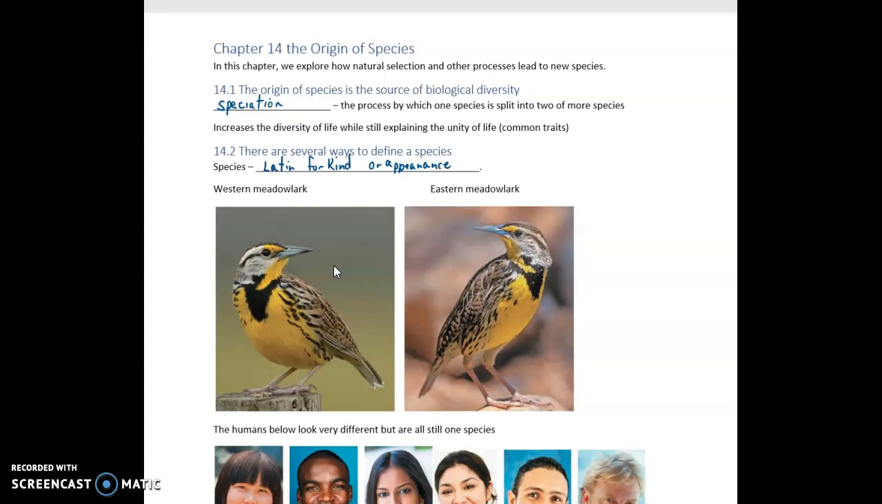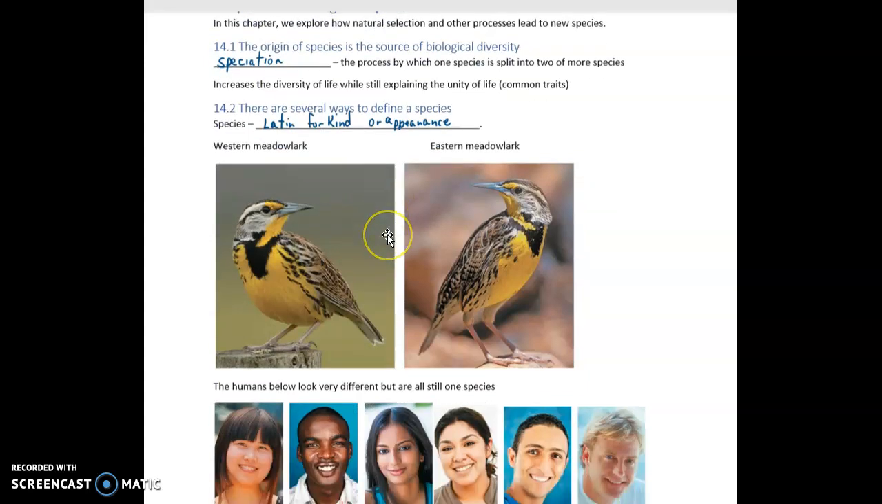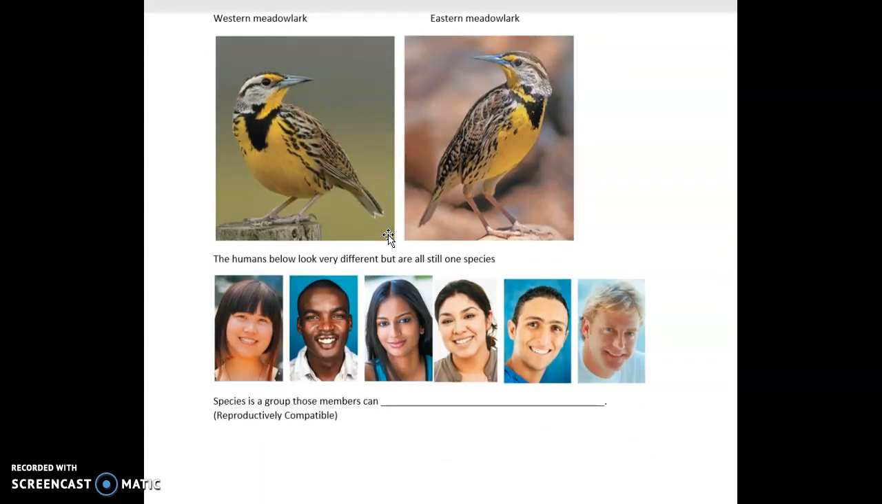So we have pictured here a western meadowlark and an eastern meadowlark. And they look very similar, but they have different behaviors and songs, and they only breed with members of their own group. And so they are counted as different species, even though they're difficult to tell apart from one another. Humans, on the other hand, look very different, but we are all still one species.